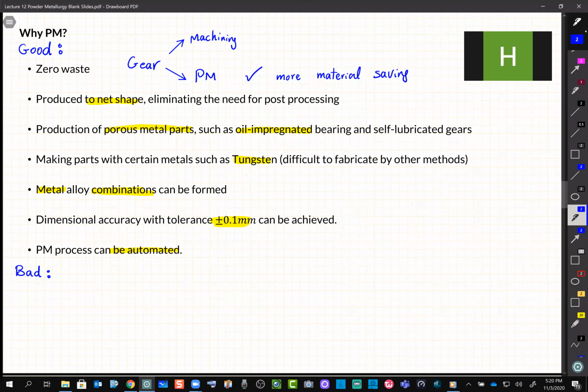Are the parts weaker? Sorry, say it again. Are the parts weaker when you make it using this method? Well, no, because they claim that after doing a test, the part is not as strong as forging. Forging on Thursday, you will see why it is stronger, but it can compete with casting.